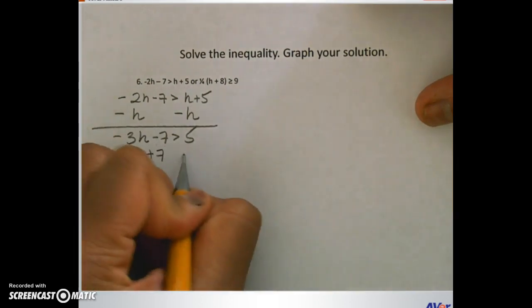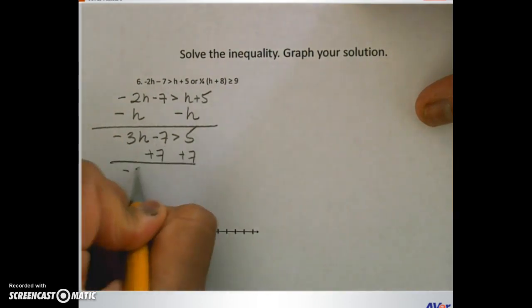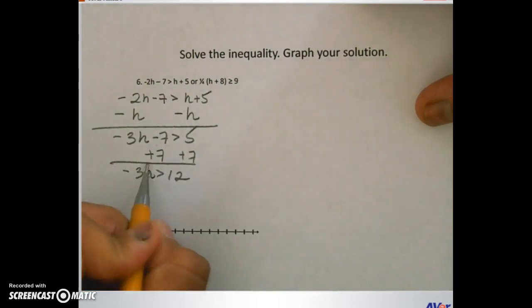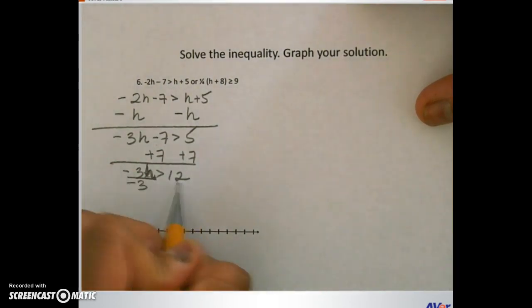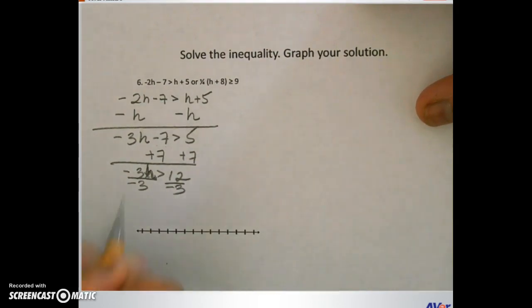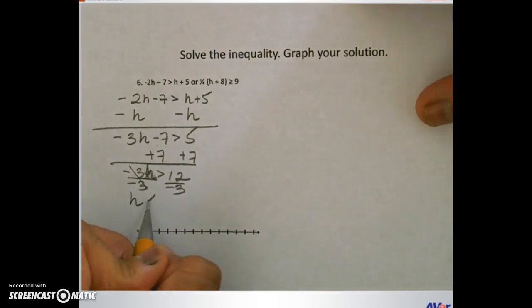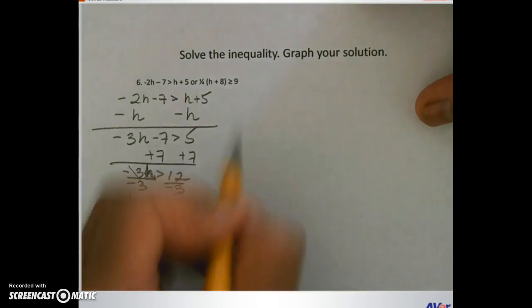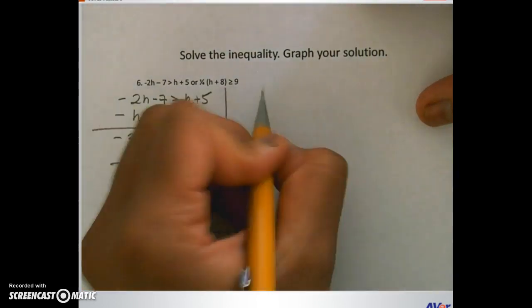I'll add 7. Negative 3h is greater than 12. Oh, h, not x, Misfits. Divide by negative 3. These cancel out. H is, stop the press, less than negative 4. Why? Because I divided by a negative. Remember that whenever you multiply or divide by a negative, you've got to flip the arrow. It's got to happen.